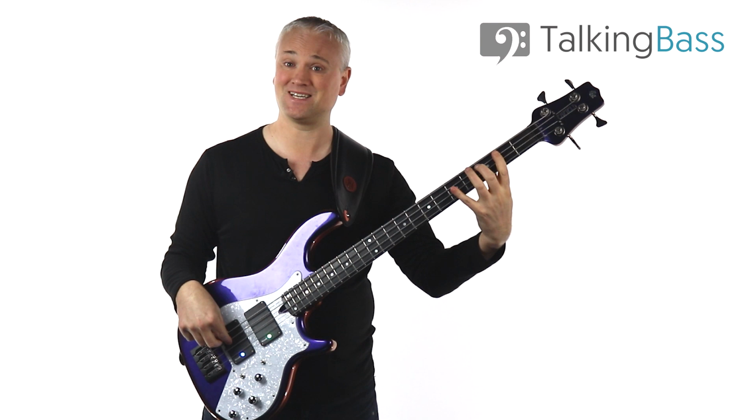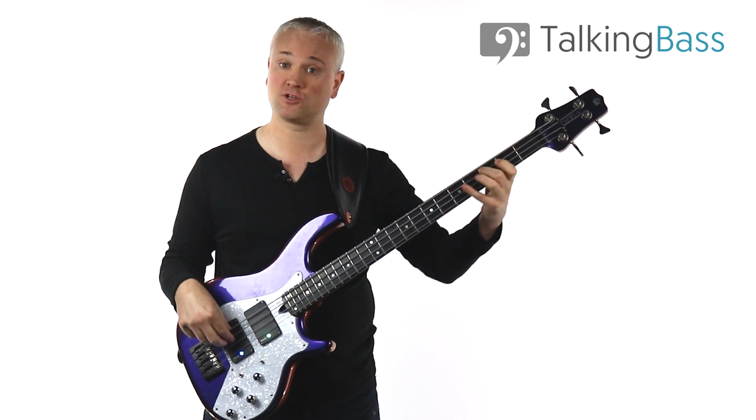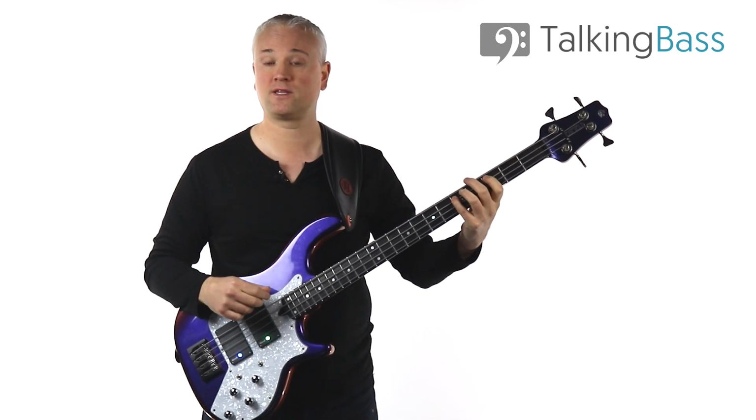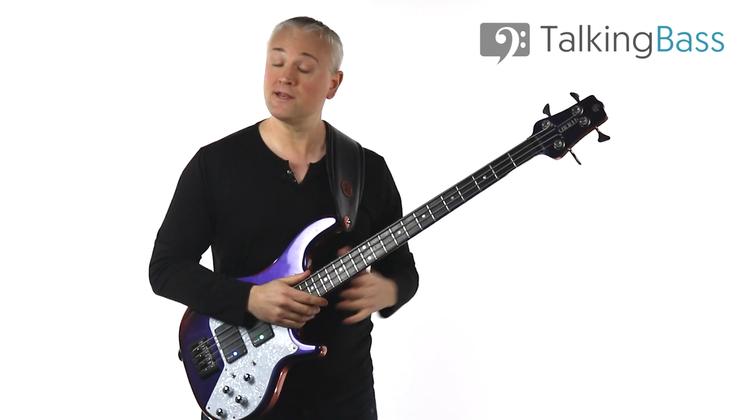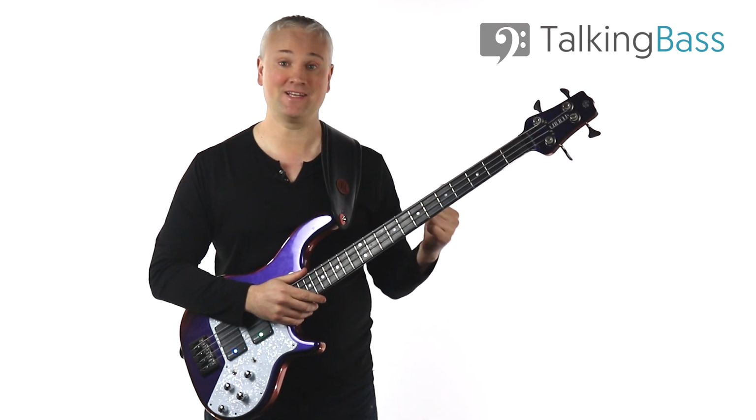So we had B, C, and D there, 2nd, 3rd, and 5th frets. So let's try the test sheet. 1, 2, 3, 4. B, 2, 3, 4. C, 2, 3, 4. B, 2, 3, 4. D, 2, 3, 4. B, 2, 3, 4. C, 2, 3, 4. C, 2, 3, 4. B, 2, 3, 4.